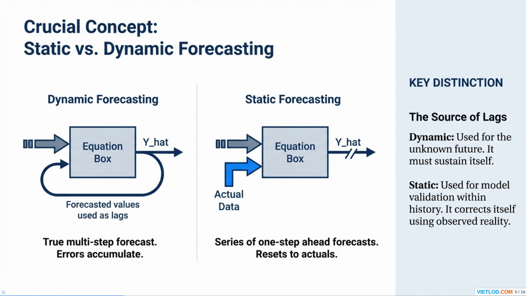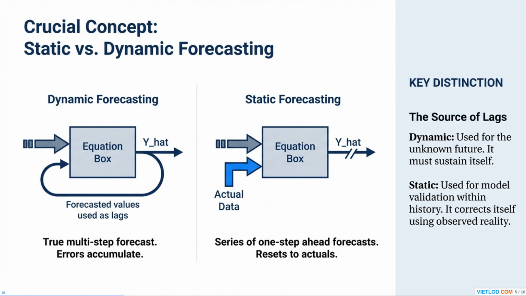Dynamic forecasting is what we use for true multi-step ahead predictions into the unknown future. When the model needs a lagged value of the dependent variable, it uses the previously forecasted value. This means errors can accumulate over the forecast horizon. Static forecasting, on the other hand, produces a series of one-step-ahead forecasts. When it needs a lagged value, it always uses the actual observed data from the previous period. It corrects itself at every step.